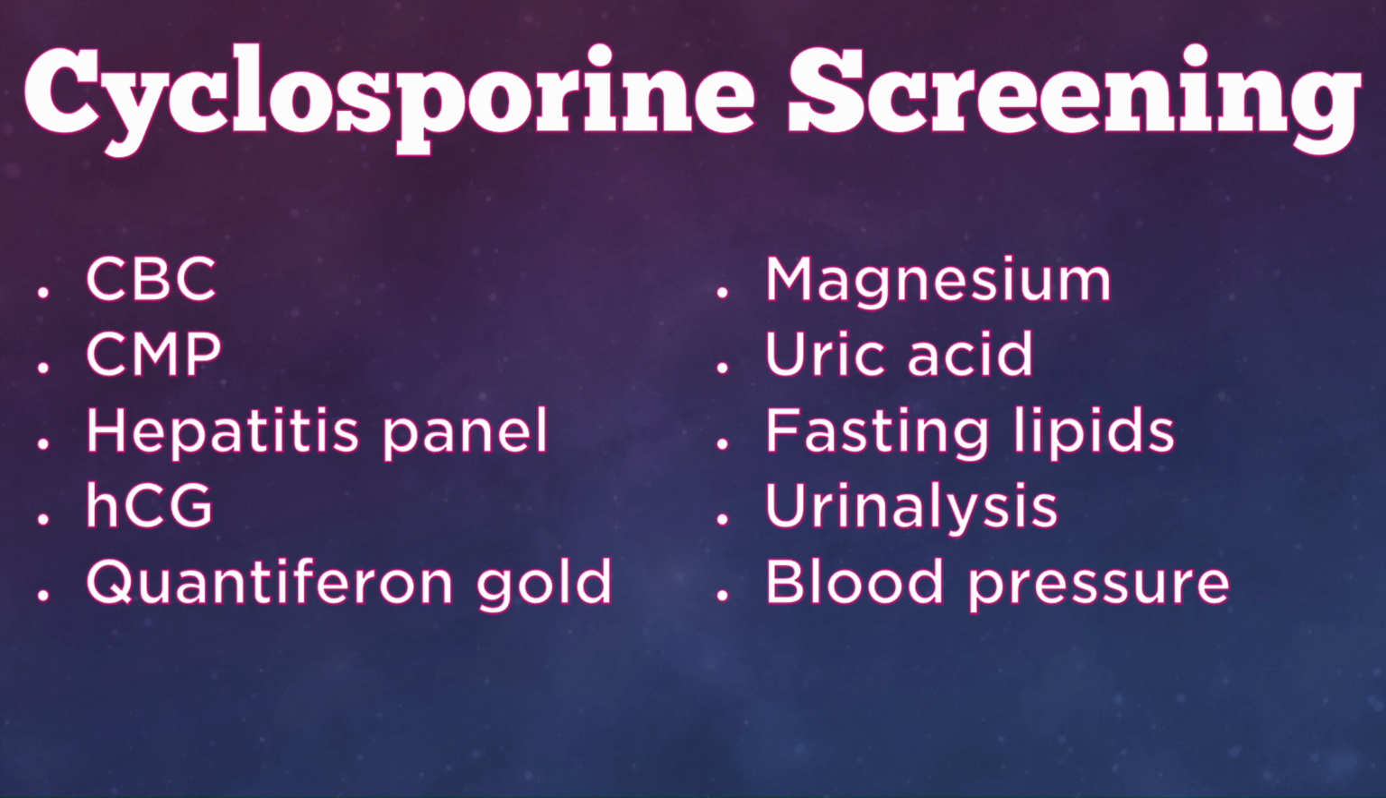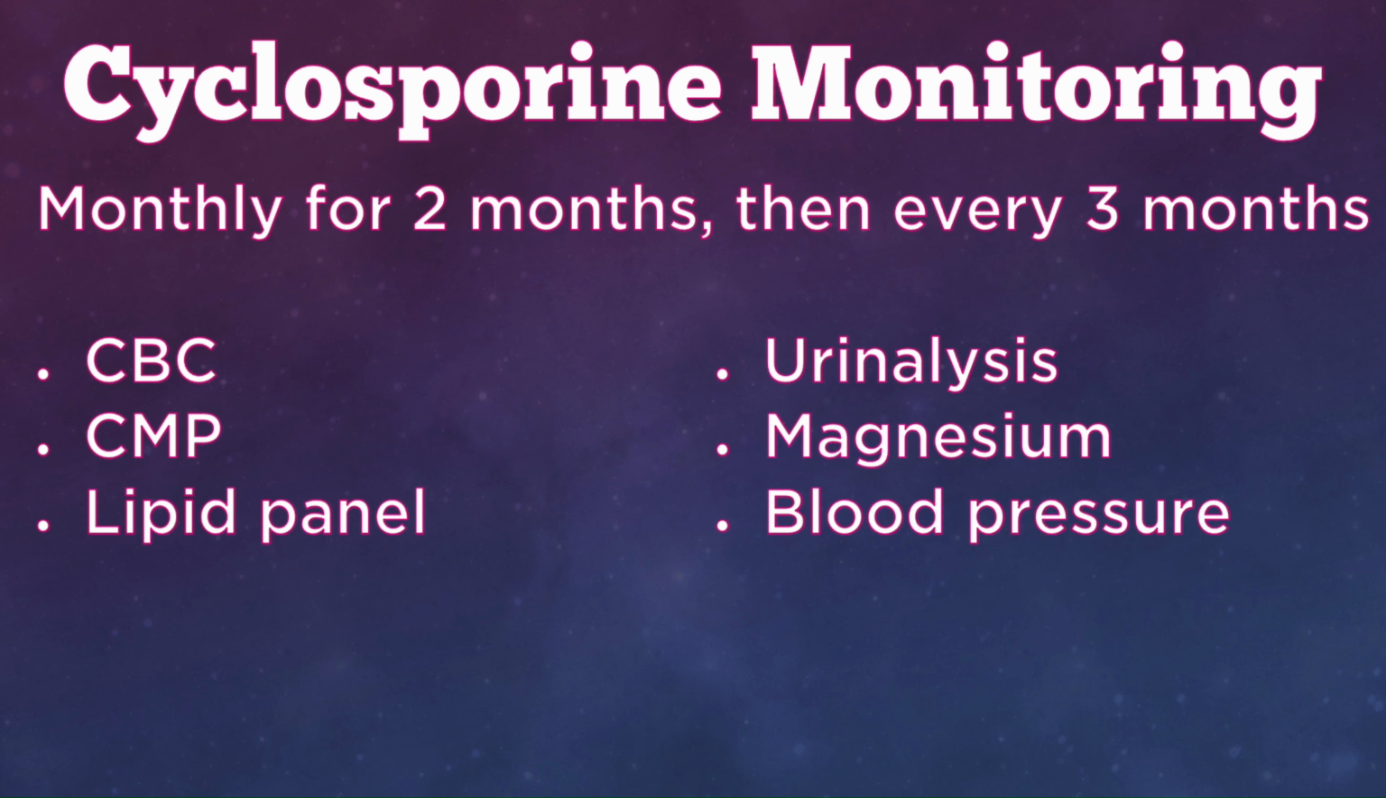Lab screening prior to starting cyclosporin includes some of the same screening labs as methotrexate, a CBC, CMP, hepatitis panel, pregnancy test, and quantiferon gold. In addition, you should check magnesium and uric acid levels, fasting lipids, UA, and the patient's blood pressure. Once a patient has started their cyclosporin, you should repeat a CBC, CMP, lipid panel, UA, magnesium level, and blood pressure monthly for 2 months, and then every 3 months after that. It's important to pay especially close attention to the patient's renal function. If their creatinine increases 30% over their baseline, you should decrease the dose and monitor accordingly.